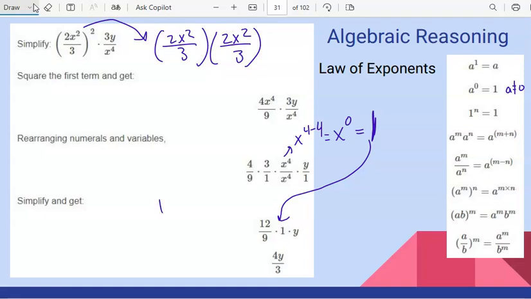Okay, you want to simplify 12 over 9. Divide each of these by 3, and you get 4 over 3. So this is your answer. This is your simplified expression: 4y over 3.